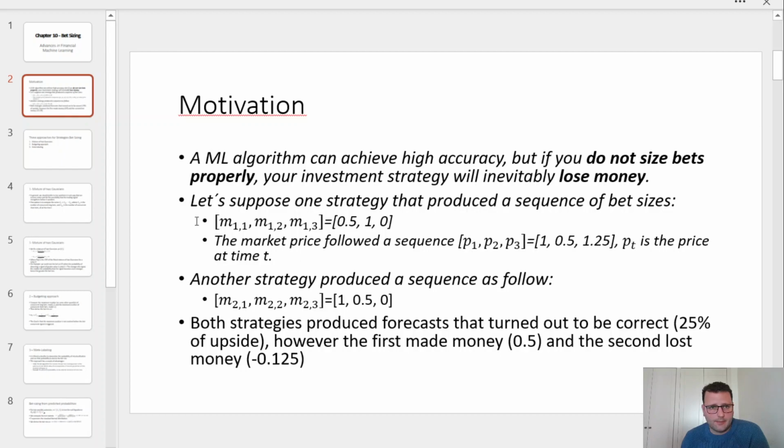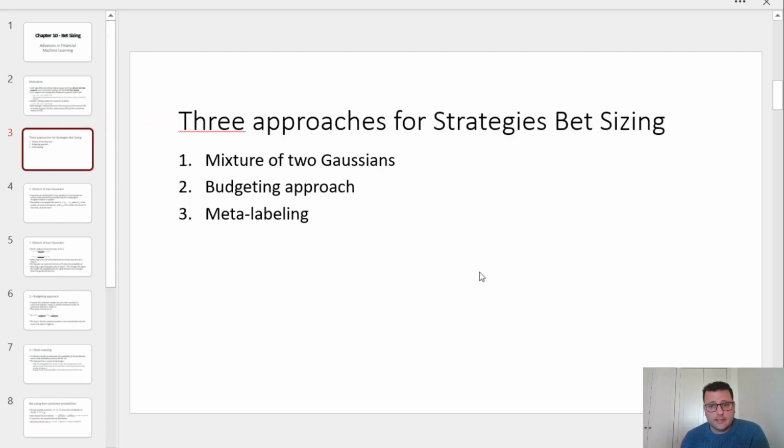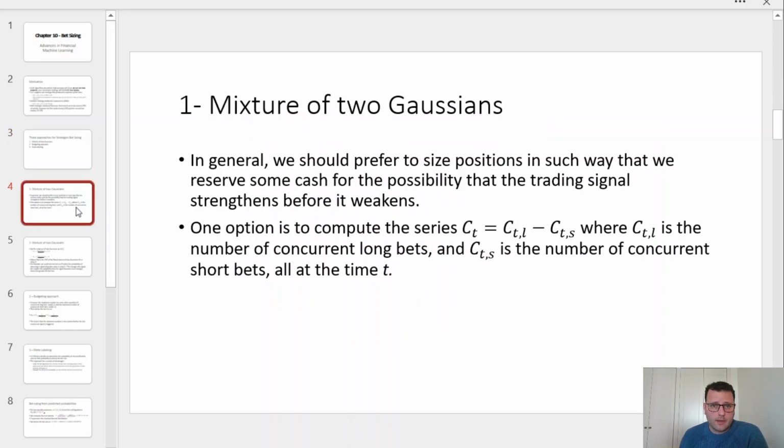For this, Chapter 10 brings us three approaches for strategy bet sizes. The first approach is the mixture of two Gaussians. The second is the budget approach, and the third one is the meta-labeling approach, which we will look at in a little more detail with examples. So first of all is the mixture of two Gaussians.